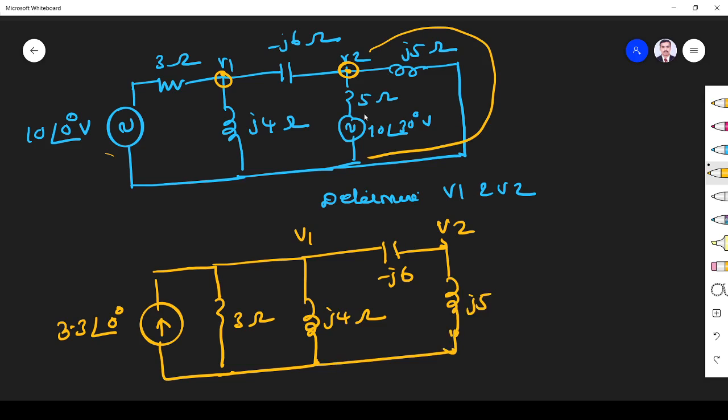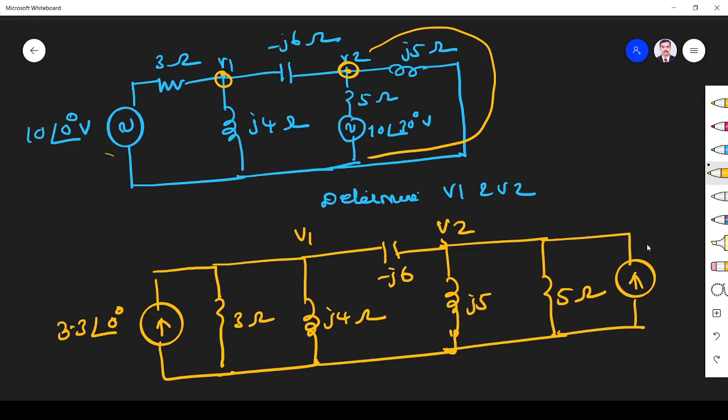j5. Then this is in series, so V and I are in series. I convert into a parallel network with the current source. So R will be as it is, 5 ohm. I is equal to V by R, 10 by 5, 2 ampere, angle 30 degree. Fine. Otherwise 2 angle 30 degree ampere. Right. Now we write the equation.